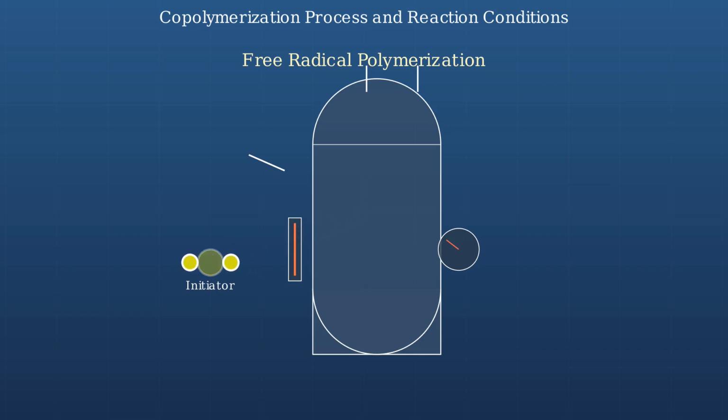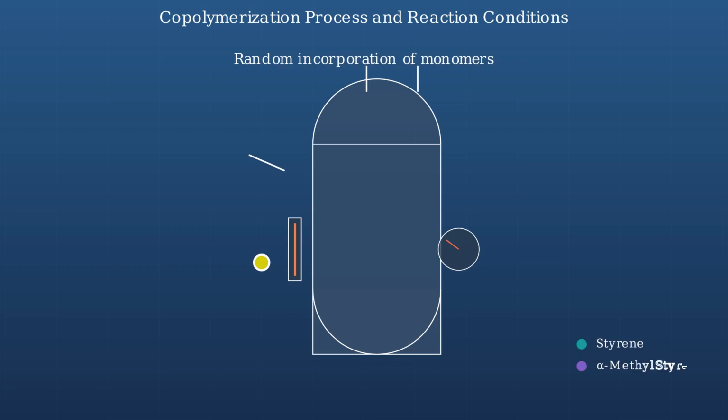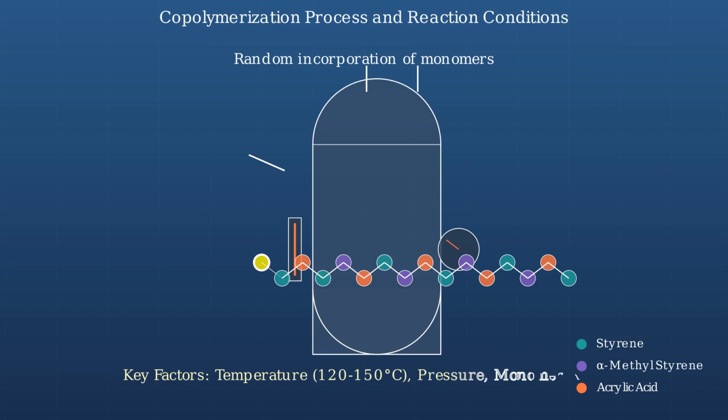First, the initiator breaks down into free radicals due to the high temperature. These radicals then attack the monomer double bonds, initiating chain growth. The growing polymer chains incorporate all three monomers in a random sequence. As the chain grows, it creates a copolymer with varying sequences of the three monomers. The reaction conditions, including temperature between 120 and 150 degrees, pressure, and monomer ratios, determine the final copolymer properties.